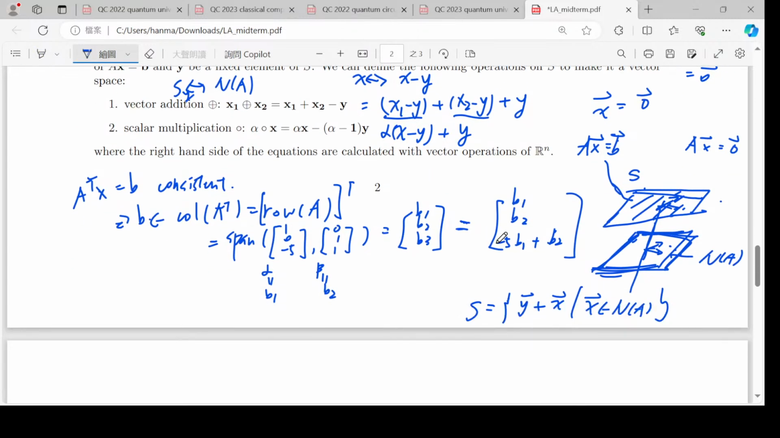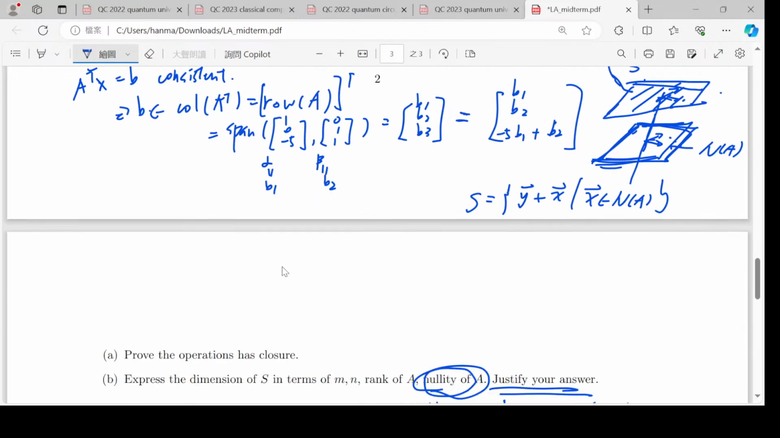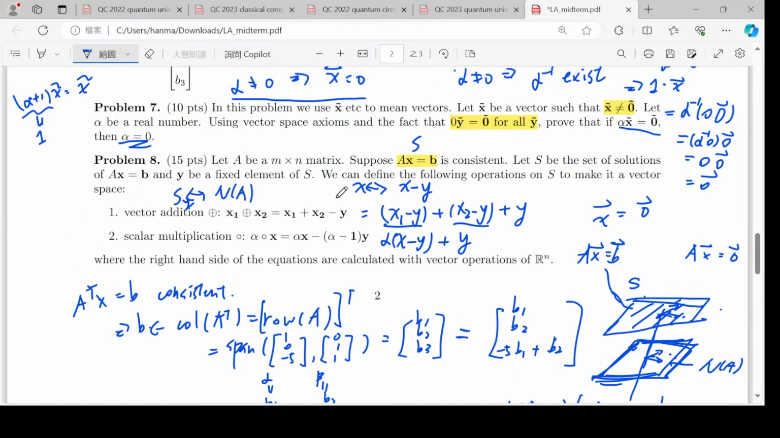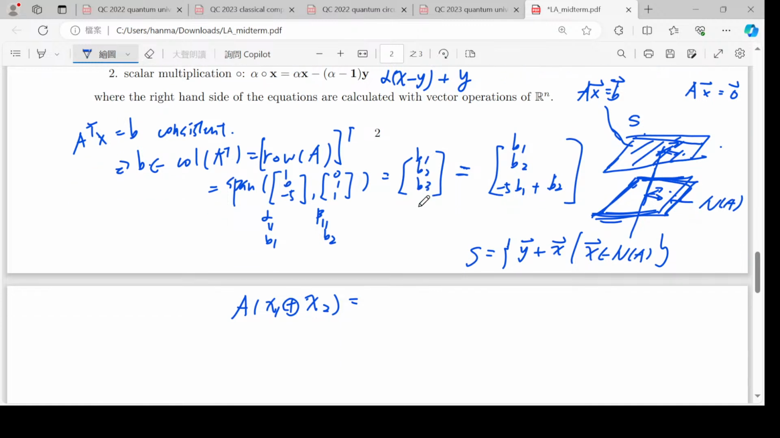Okay. So we want to check A of x1 plus, with this weird vector addition, x2 equal to B. And yeah, then we just go here. So this is A of... then we want to check it is equal to B, and so that's A of x1 plus x2 minus y.